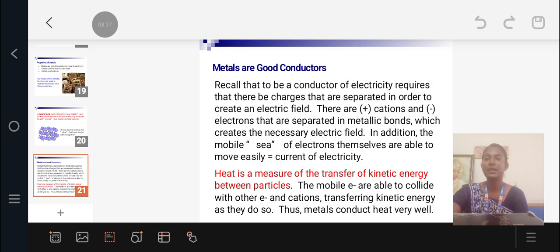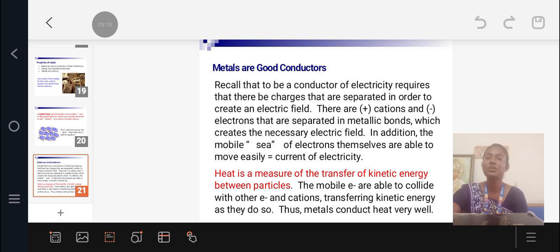Metals are good conductors. Recall that to be a conductor of electricity requires that there be charges that are separated in order to create an electric field. There are positive cations and negative electrons that are separated in metallic bonds, which create the necessary electric field. In addition, the mobile sea of electrons themselves are able to move easily, which is a current of electricity.